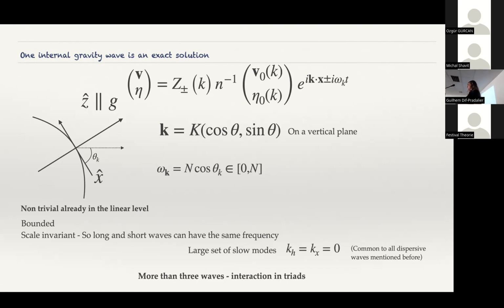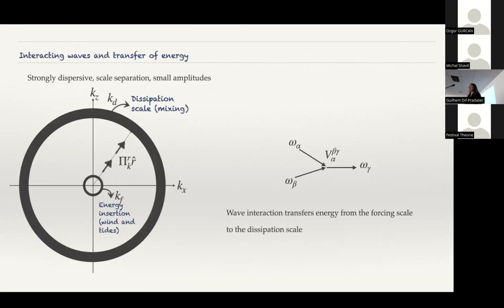And if you know a little bit more about, for example, inertial waves or drift waves or Rossby waves, they all have the same property. Okay, so I told you that one wave is an exact solution, but more than 3 waves, they're already not a solution and they interact in triads.